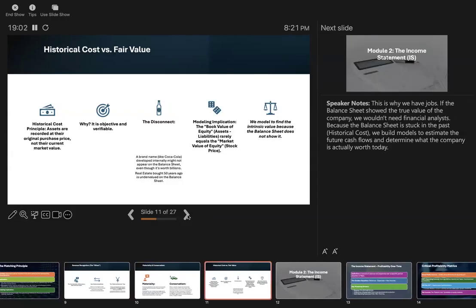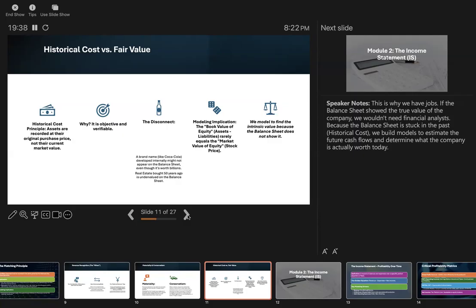Historical cost and fair value. Balance sheets. When you look at the balance sheet, it has a section of assets, which is the first half. The second half of the balance sheet looks at equity and liabilities. But these assets are recorded at historical cost.